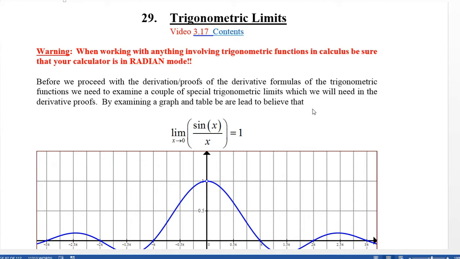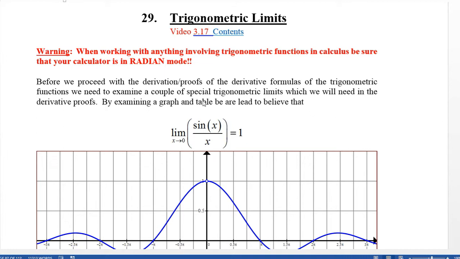In this video we're going to be talking about some trigonometric limits. Now the first thing you need to know is if you're using your calculator or just working with trig functions in calculus, be sure that your calculator is always in radian mode. So we're going to assume that the input is in radians. In other words, all angles are measured in radians.